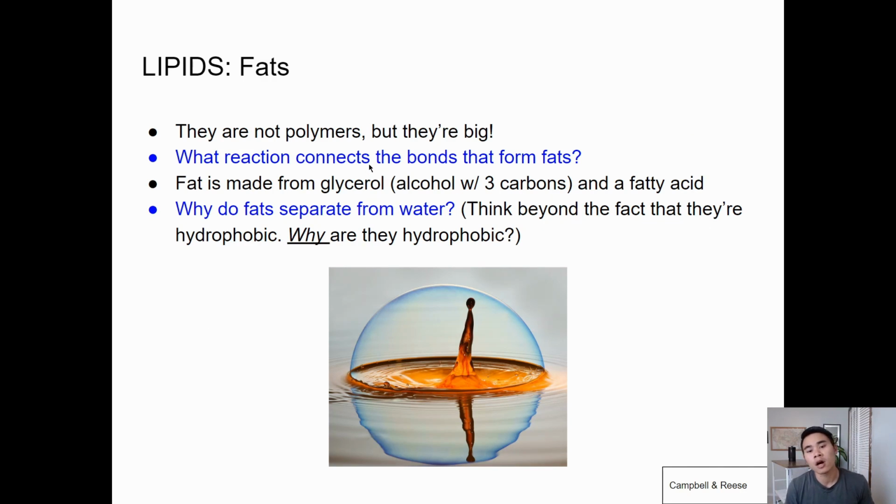They are not polymers, but they're huge. Polymers have monomers, but lipids don't necessarily stem from an individual subunit. Instead they're just hydrocarbons, a bunch of carbons, and they can vary in size. This picture reaffirms what I was just saying about how they are hydrophobic. If you put oil and water together, you can even try this at home with some kitchen oil and some water.